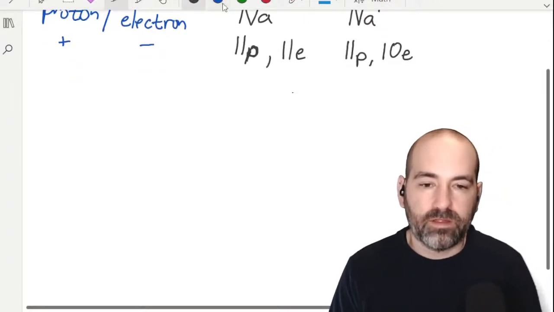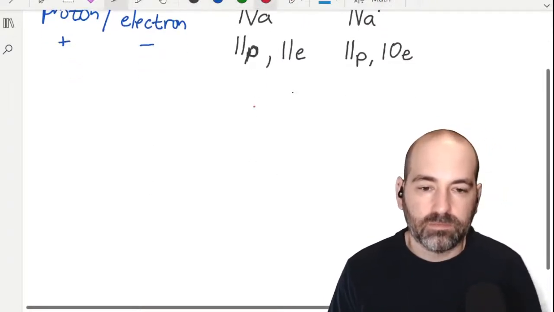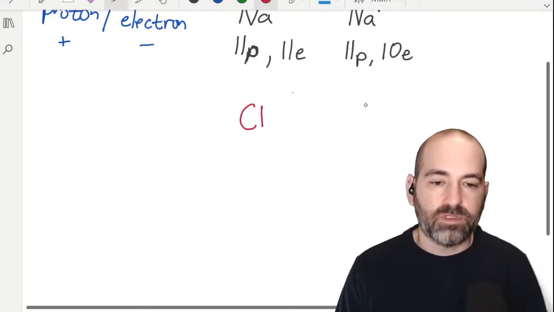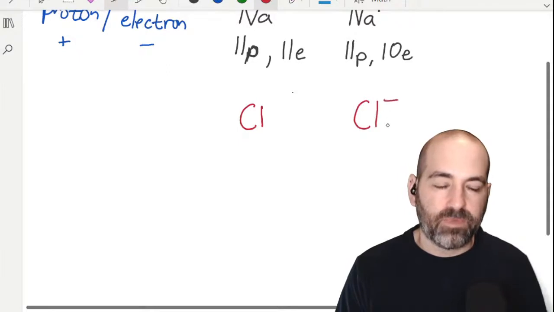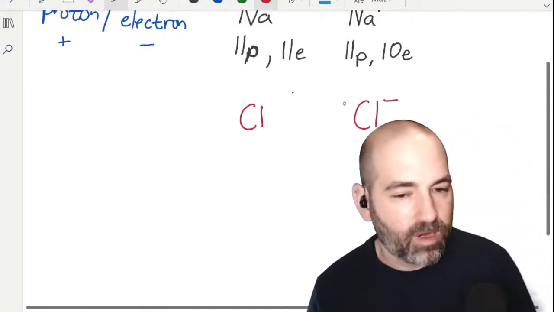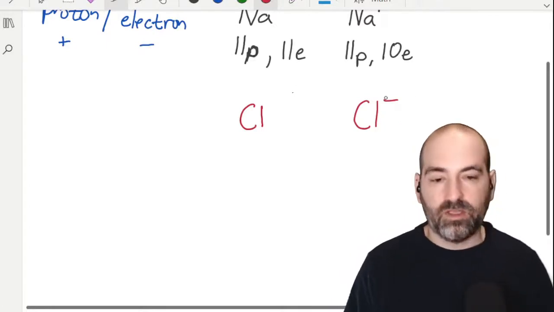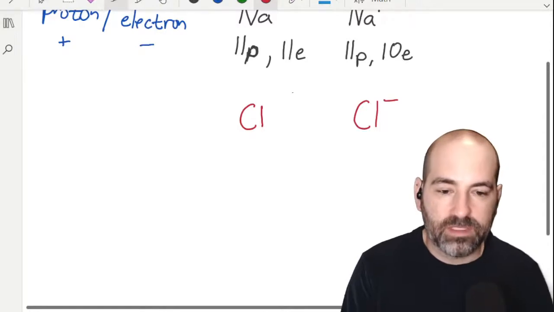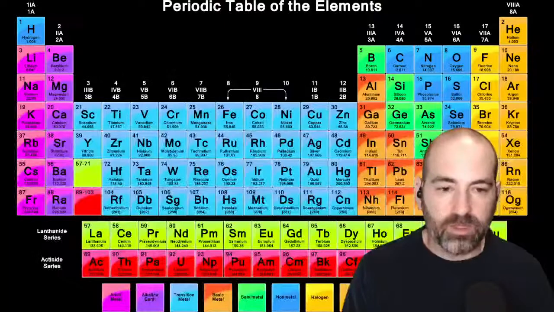All right, let's look at another example. A chlorine atom versus a chlorine ion, or a chloride ion. And again, we'll talk about where those things come from in a second. Right now, we're just focused on the particles. But by the end today, you should know how to determine what that charge is going to be for several of the elements. So again, we look at the periodic table.